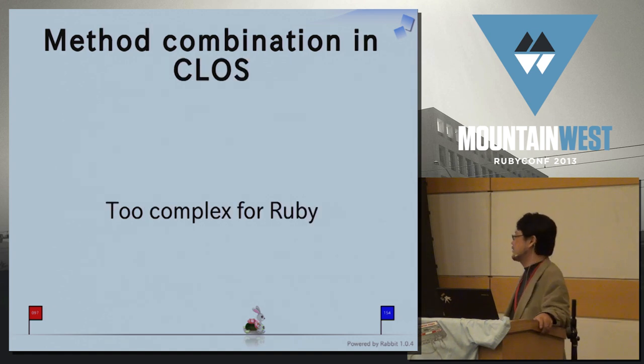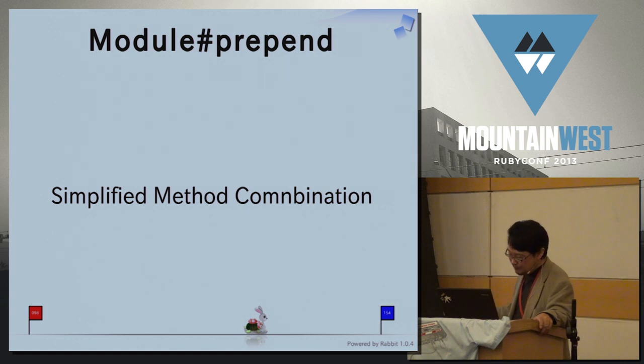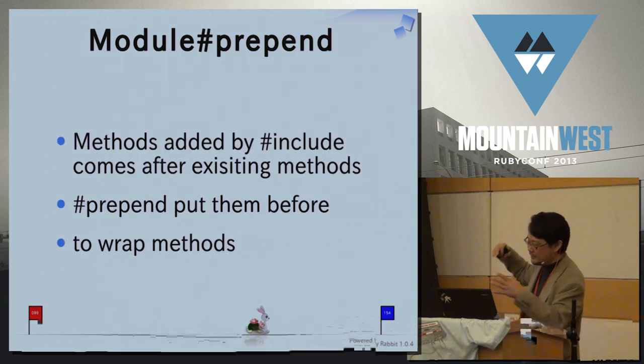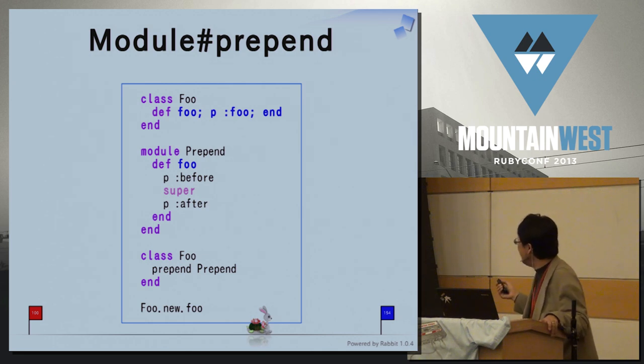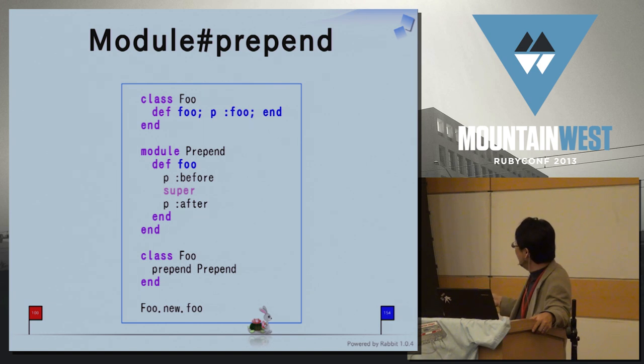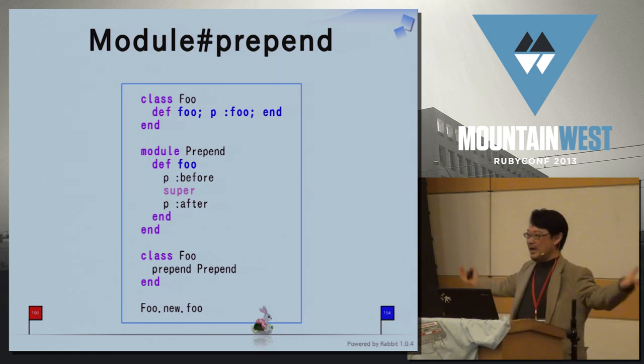But I think it's too complex for Ruby, so I introduced a more simplified method combination, which is module prepend. A module added by include comes after existing methods, but methods added by module prepend come before the existing method, to wrap the original method. So using module prepend, with the original foo, you wrap the existing method in a module, then prepend the module. The method defined in the Foo class comes after the prepended method, so you can wrap the existing method without using any alias method chain.